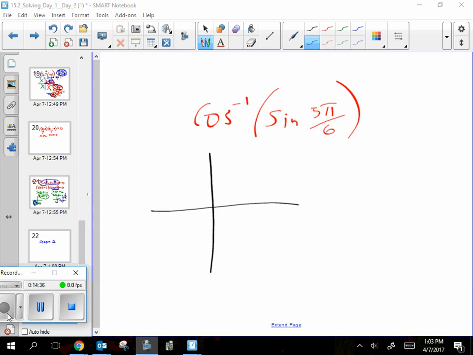Okay, so where is 5 pi over 6? Well, here's 1 pi over 6. It's like a 30-degree angle, right? And then 2, 3, 4, 5 pi over 6. Oh, is that the problem? That is a 5 pi over 6. All right. I'm sorry, my handwriting was sloppy. I'll admit that. All right.